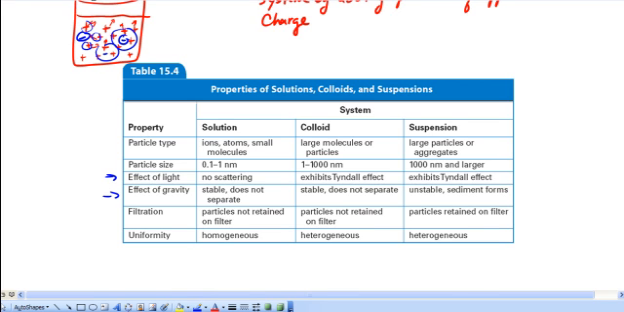On the other hand, colloidal systems are medium-sized particles. They don't settle to the bottom, but they do exhibit the Tyndall effect. They are heterogeneous systems. A suspension has larger particles that will settle to the bottom. They still will scatter light, so they do exhibit the Tyndall effect, and we do call them a heterogeneous mixture, or a heterogeneous system anyway. All right? That concludes Chapter 15.